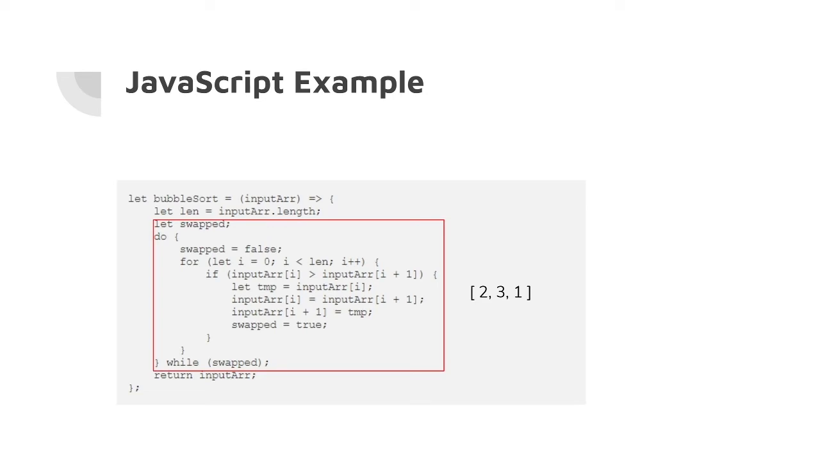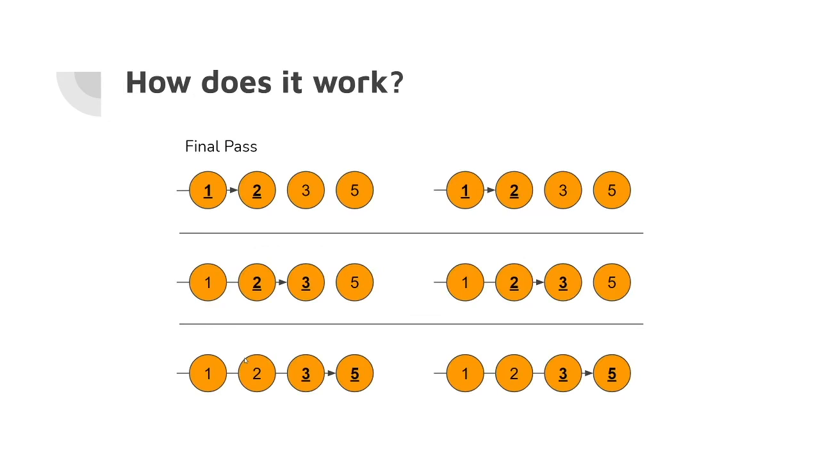So let's look at a JavaScript example. In here, we're going to focus on the red outline. And as you can tell, the outer loop is actually the do while loop. What it's basically saying is that if it detects something has been swapped, keep running the inner loop, comparing all the sets of numbers inside, until it detects that nothing has been swapped. Then you can break out of this loop and continue running the rest of the code. And this is what the final pass did.